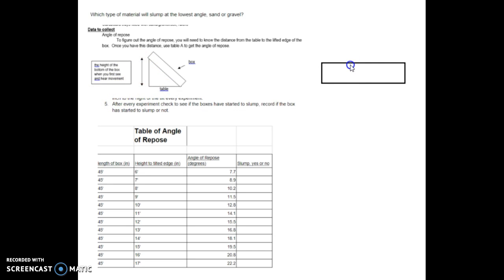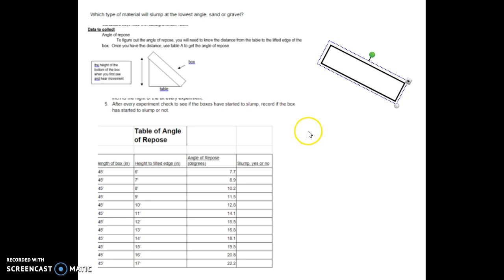In the lab, what's going to happen is that the students are going to lift the box up like this, and when they first hear movement, they're going to stop, and then they're going to measure this distance right here, from the table up to here. So we're not checking to see if they've started to slump. It's not a yes or no sort of thing. There's actual data being collected, and that is the height to the bottom of the box. That's this part right here.